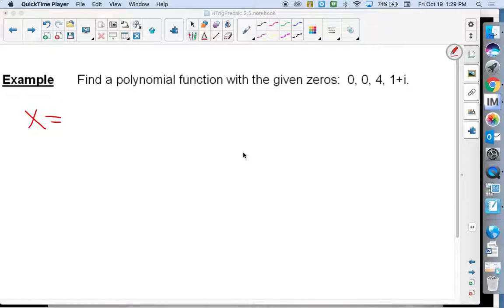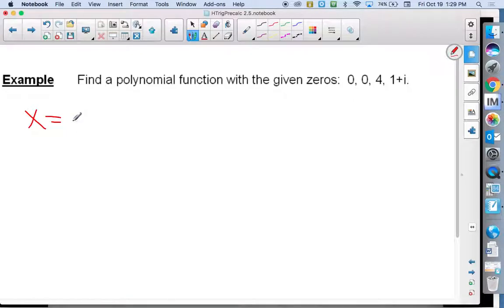And in this case, we have 1, 2, 3, 4 zeros up here. One is at 0, and because it's twice, it's a double root. That part's important because when we go to write it as a factor, we have to remember that. We have one at 4 and one at 1 plus i.